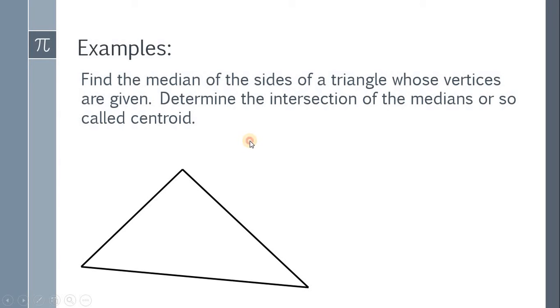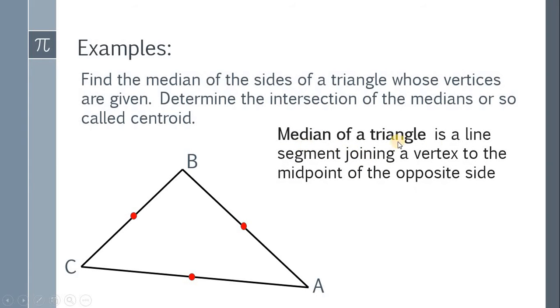So, let's have a triangle. Pangalanan natin yung vertices as point A, point B, and point C. Next, kunin natin yung midpoint nung side AB. Kunin natin yung midpoint nung side BC. At kunin natin yung midpoint nung side AC. Next, yung median of a triangle is a line segment joining the vertex to the midpoint of the opposite side.